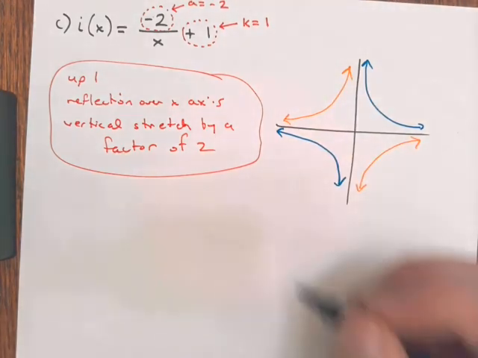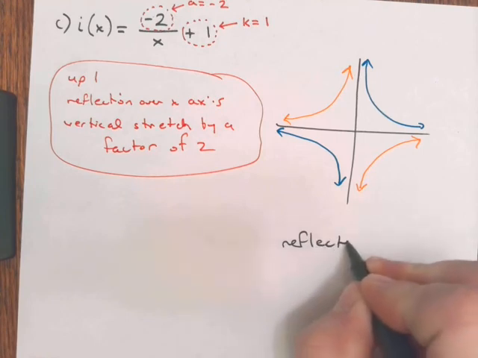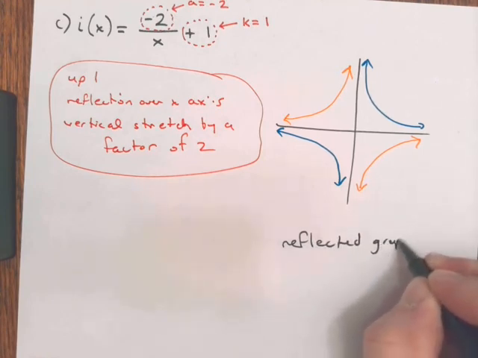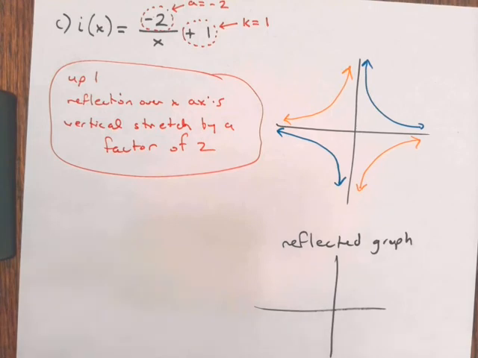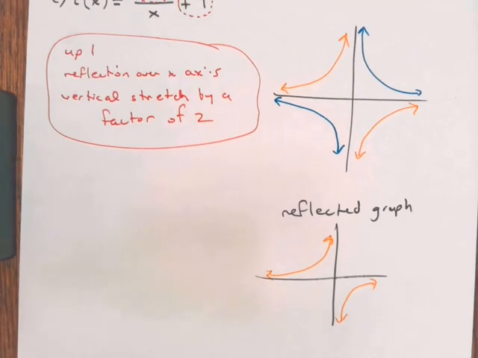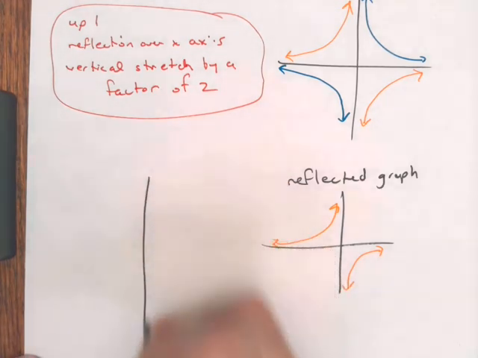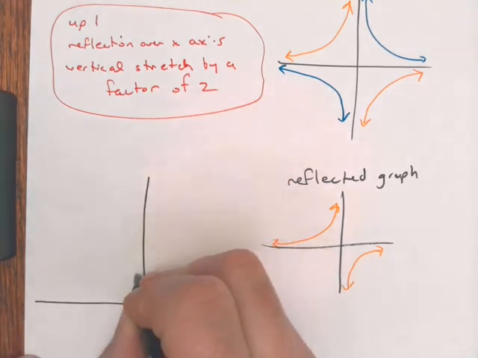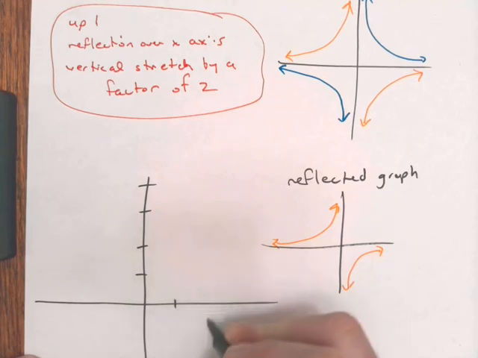So a reflected graph basically looks like those orange lines that are there. A reflected graph looks like that. It would still be over 1 and up 1, over 1 and down 1 for the parent function, but this needs to be twice as steep. So, rounding out all of that information, here we go. Here is a graph for the actual function for I of x.